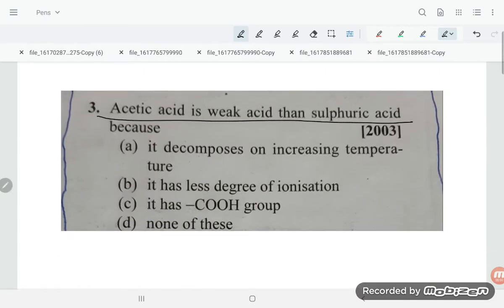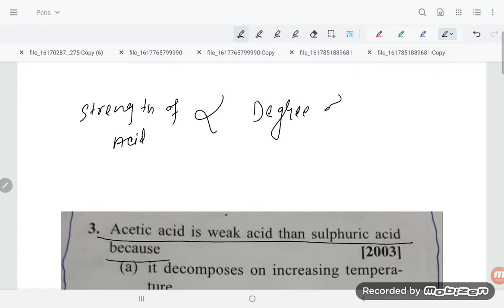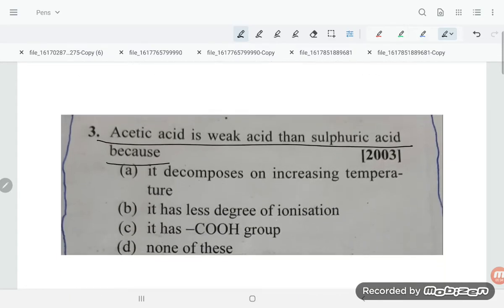Acetic acid is a weaker acid than sulfuric acid. What is the reason? Strength of acid is proportional to degree of ionization. Whichever ionizes more will be the stronger acid. Acetic acid has a lower degree of ionization, so it is a weak acid. The required answer is option number B.